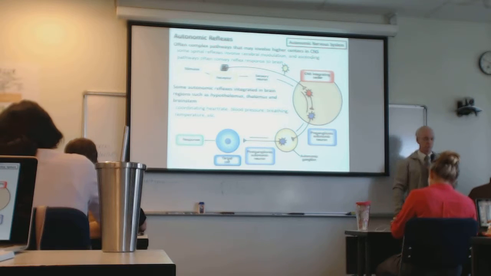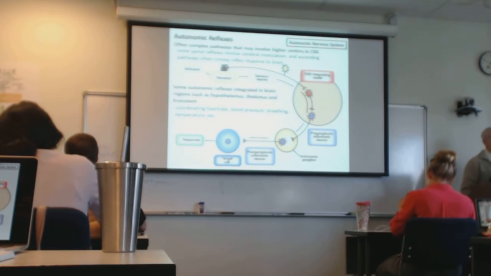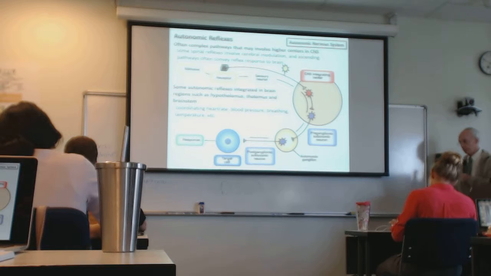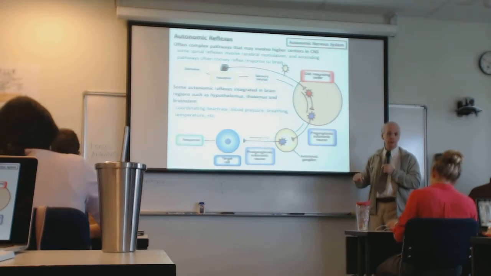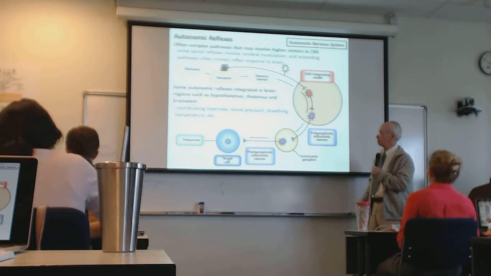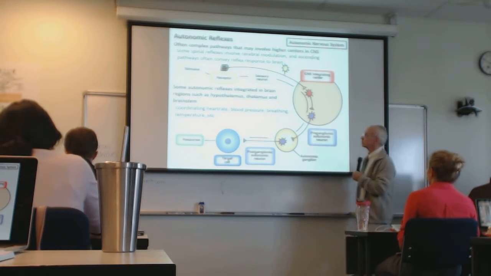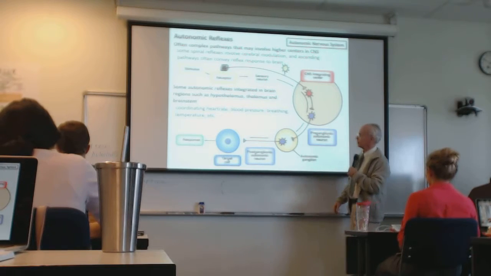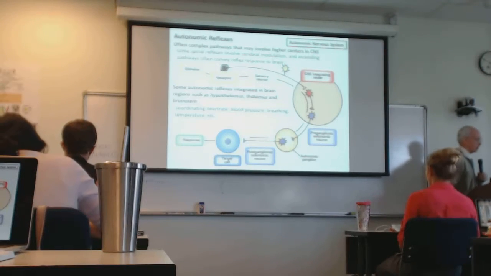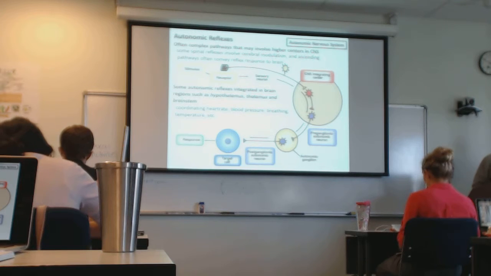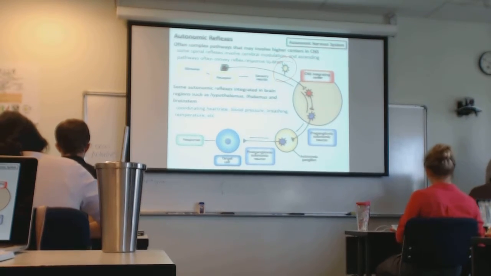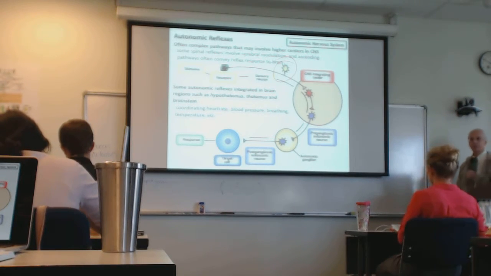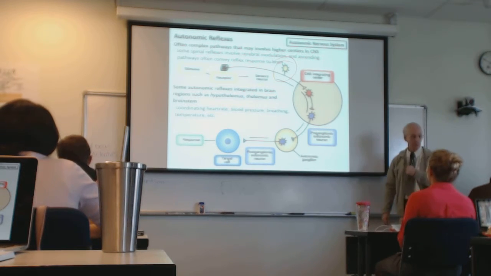They're very complicated. And unlike some somatic reflexes, these require higher processing. They have to go at least up to the brainstem. Heart rate, blood pressure, breathing, temperature, all of these would involve polysynaptic autonomic reflexes. Involving, for example, this neuron right here. Somebody classify that neuron. What kind of neuron is that?